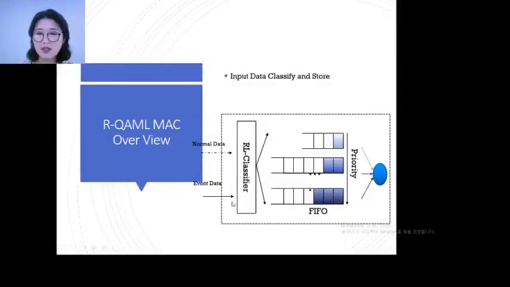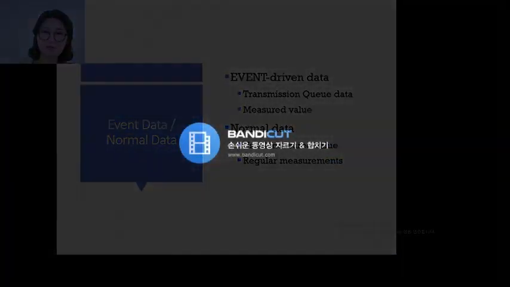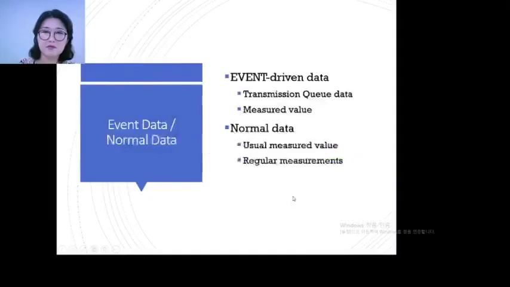Data is classified into normal data and event data, and after that it is stored in the priority queue. The data has two types: event data and normal data.